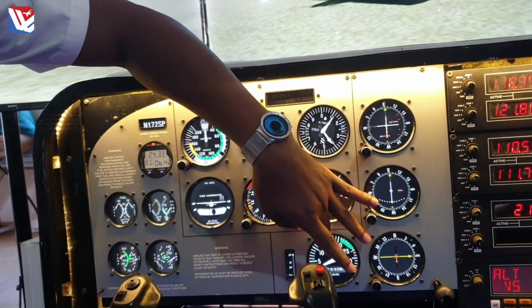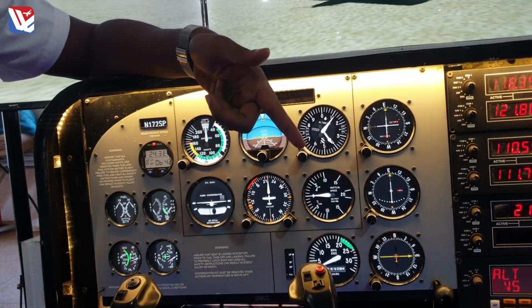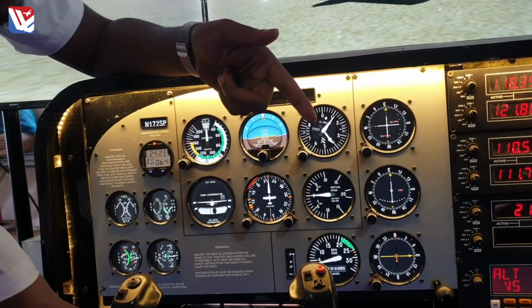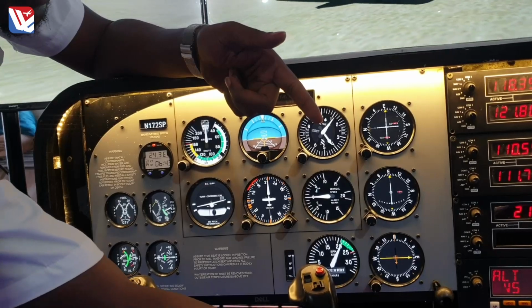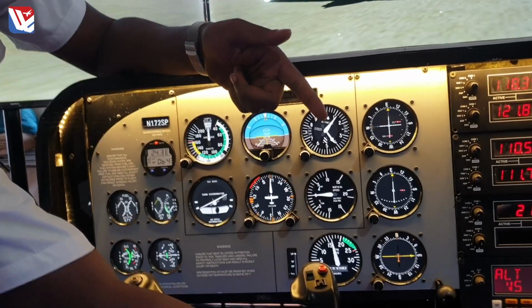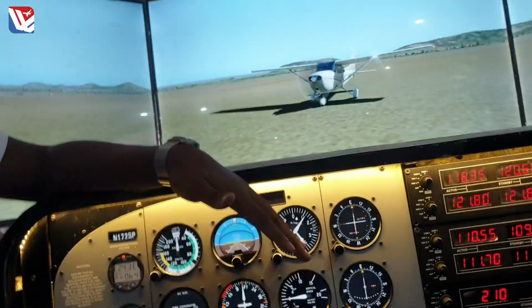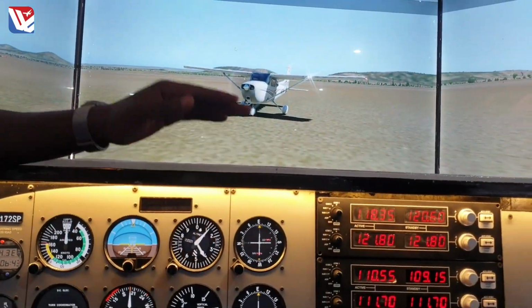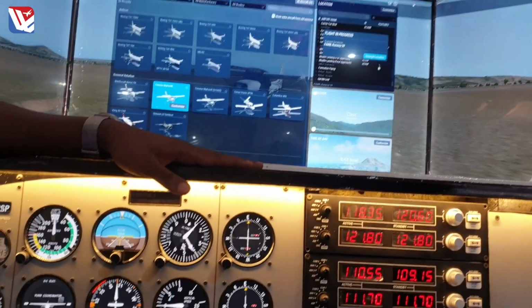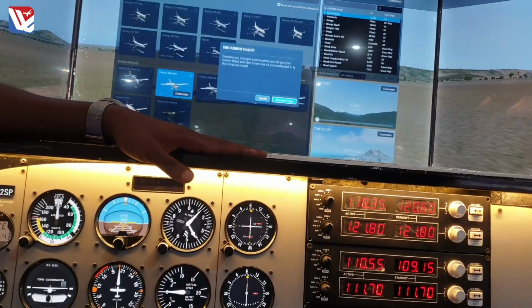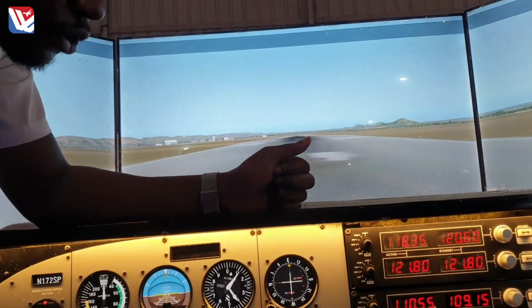Then this is the RPM. The RPM shows you the amount of power. You know, like in a normal car. So these are the engines showing you fuel, fuel gauges. It should be showing you fuel gauges and everything. This is the clock, the time.